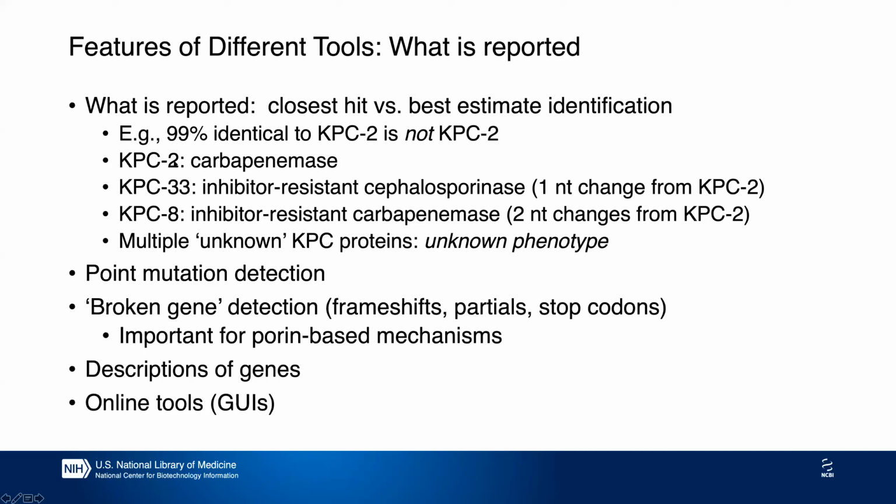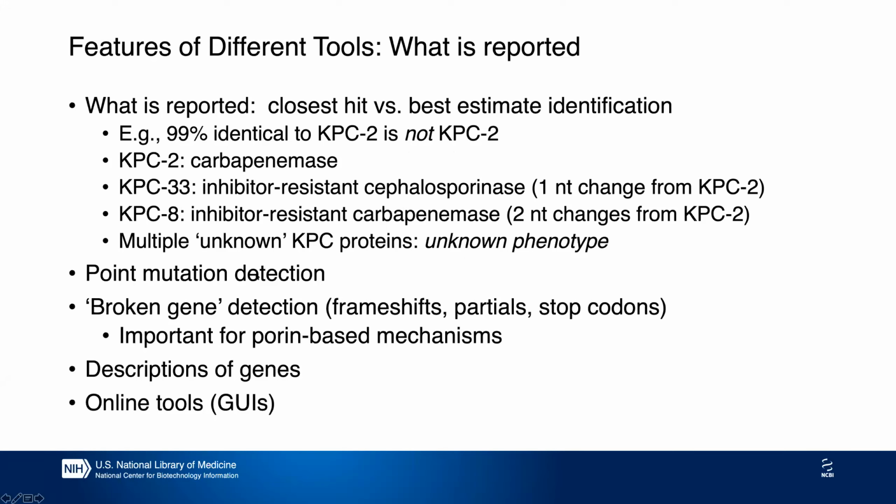Just to walk through the example, KPC2 is a carbapenemase. KPC33 is an inhibitor-resistant cephalosporinase, but it differs by one nucleotide change. And KPC8 is an inhibitor-resistant carbapenemase, and it differs by two nucleotide changes from KPC2. And I can tell you from looking at MicroBIGG-E and some other tools we have at NCBI, there are a lot of unknown, uncharacterized KPC proteins. So given the variability within this family, even though they're all closely related, you might not want to report the gene symbol of KPC2. You might want to just report KPC.